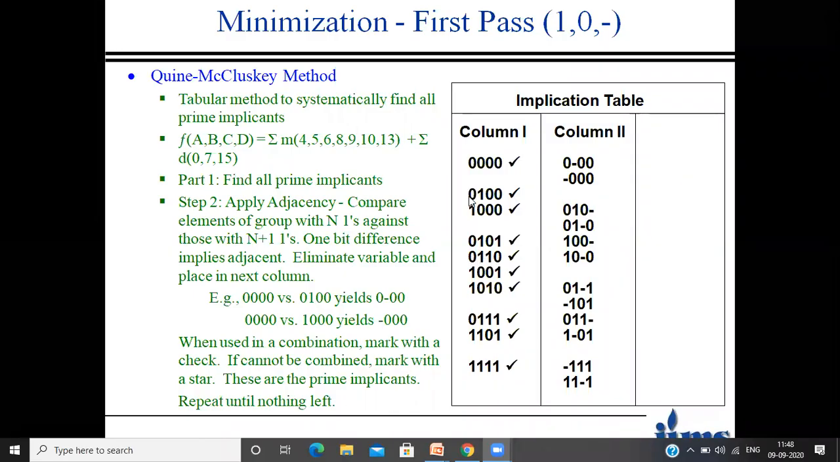Can we compare 4 with 9? No, 3 bits are changing. 4 with 10? No, 3 bits are changing. Now we compare 8 with 5, 3 bits changing. 8 with 6, 3 bits changing.